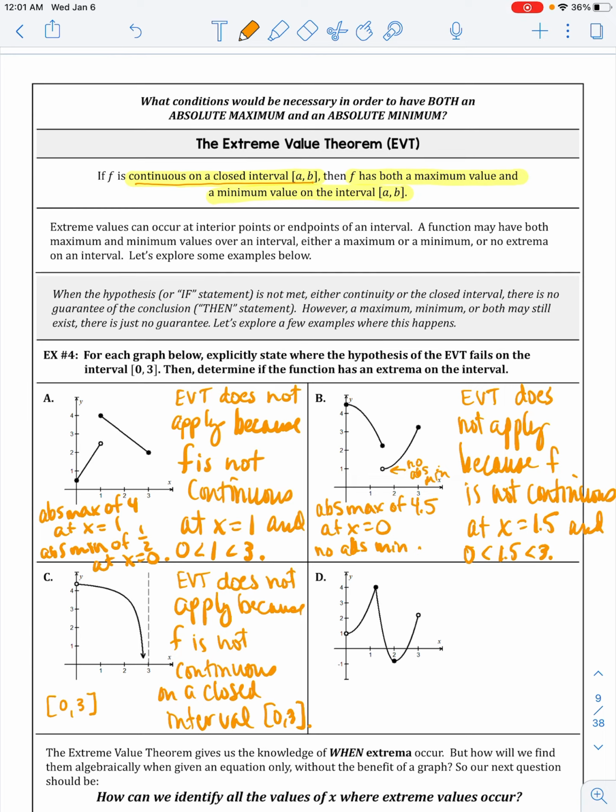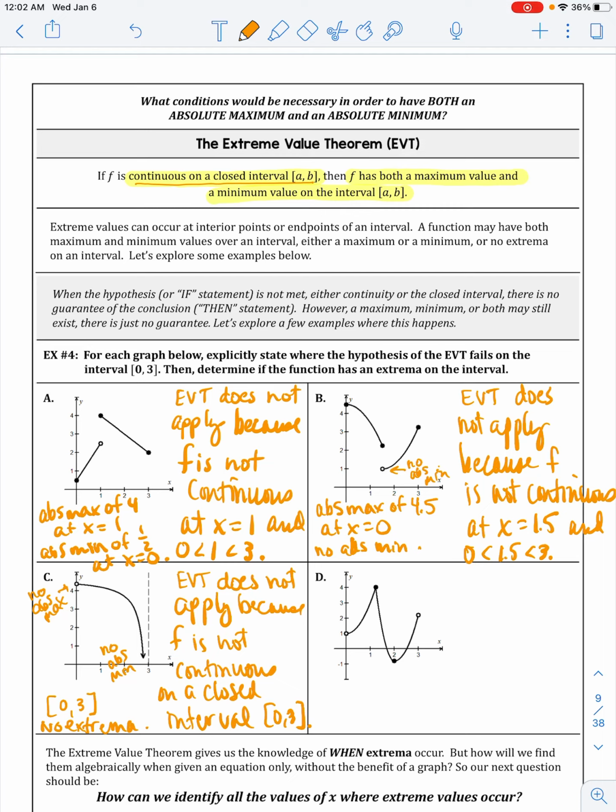And if you notice, this looks like the highest point, but it has an open circle. So there's going to be no absolute maximum there because of that open circle. And then it goes down to negative infinity. So there's going to be no absolute min because it just keeps going down to negative infinity. So there's going to be no extrema for this one. All right, 0 to 3 for the extreme value theorem.